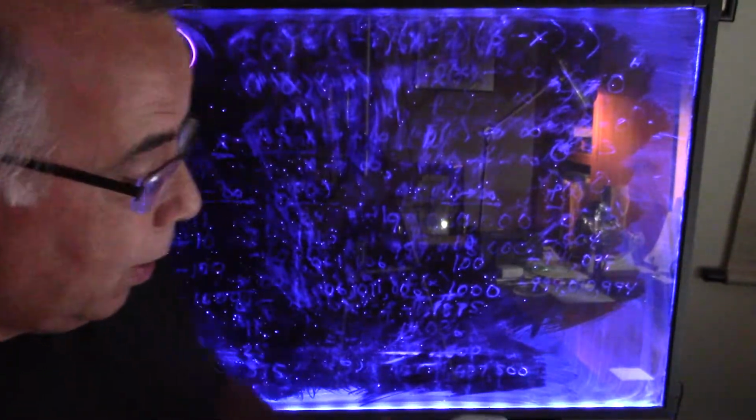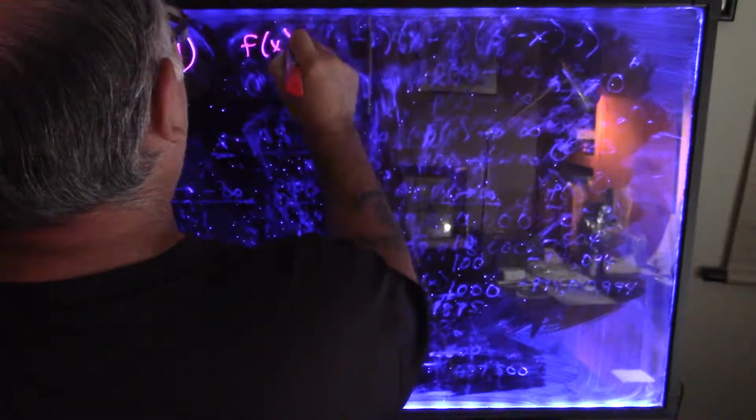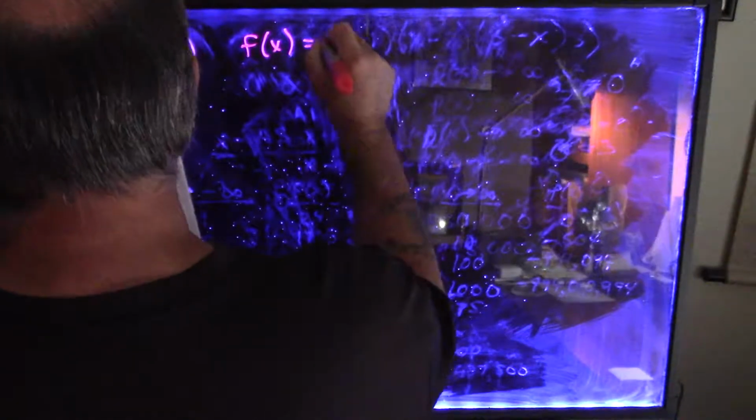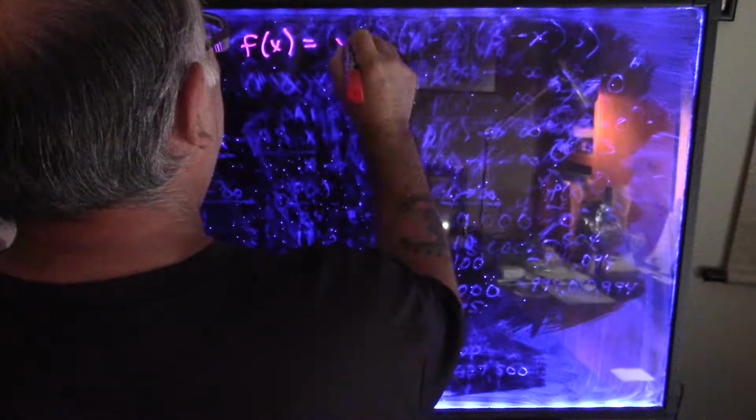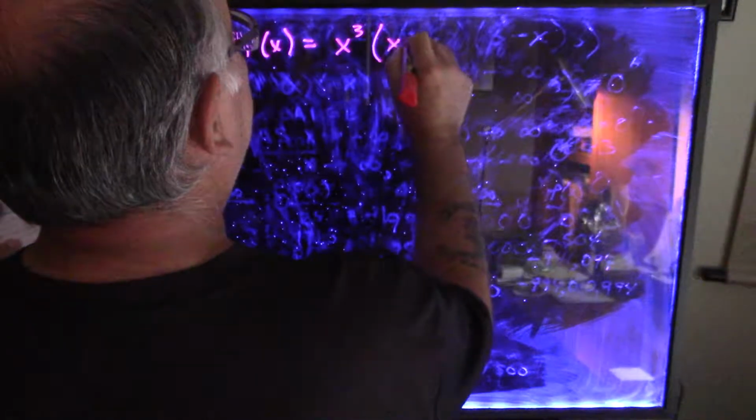Number 51. For the following exercises, graph the polynomial functions using a calculator. Based on the graph, determine the intercepts and the end behavior. Okay, so we have f of x equals x cubed times the quantity x minus 2.